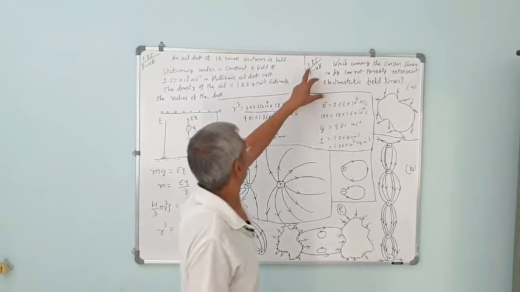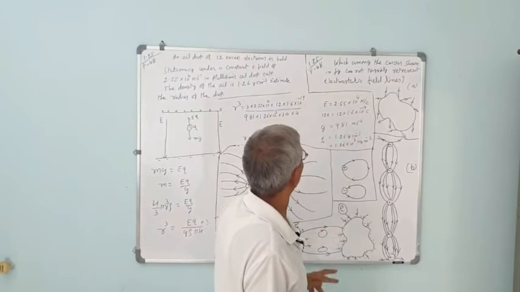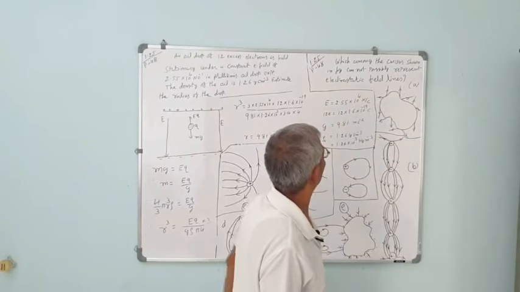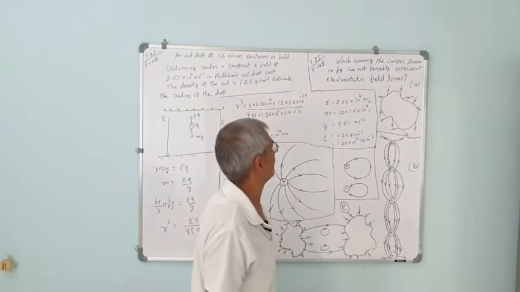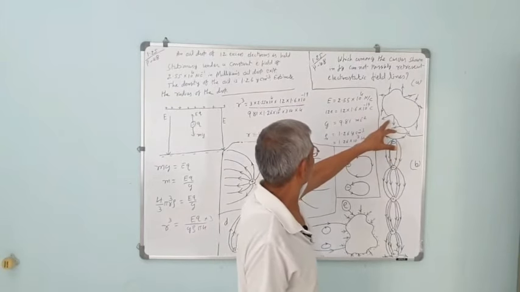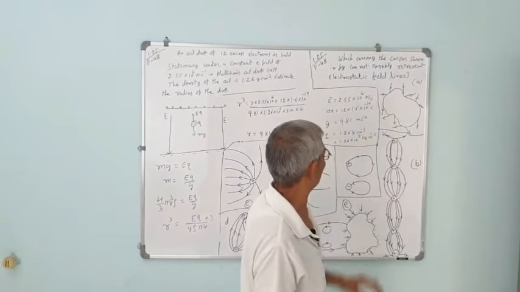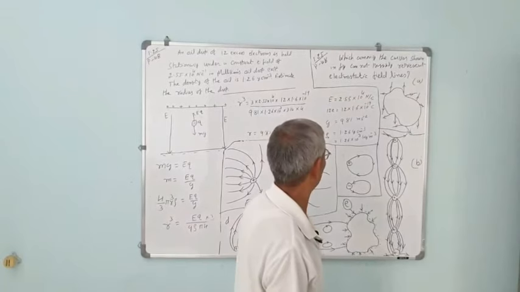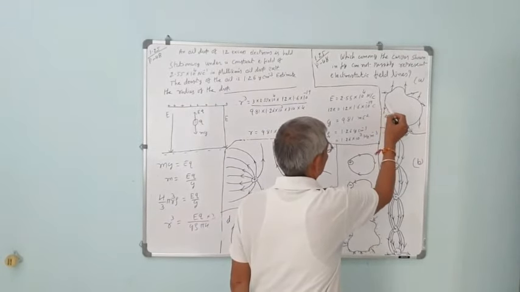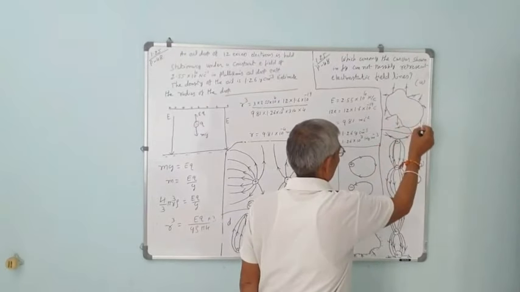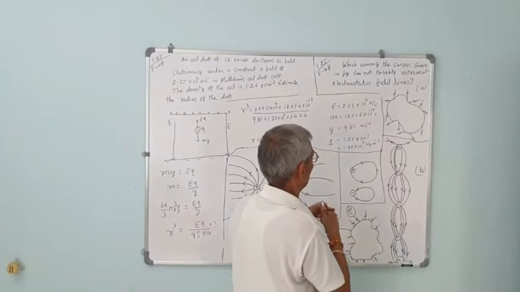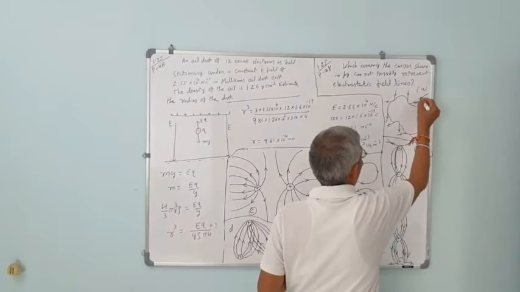Next question, 1.25 on page number 48. Which among the curves shown in the figure cannot possibly represent electrostatic field lines? Let us see the first figure. Here electric field lines are not normal to the surface of a charged body. So it should be 90 degrees to the surface. Electric field lines should be at 90 degrees. So this is wrong. A is wrong.